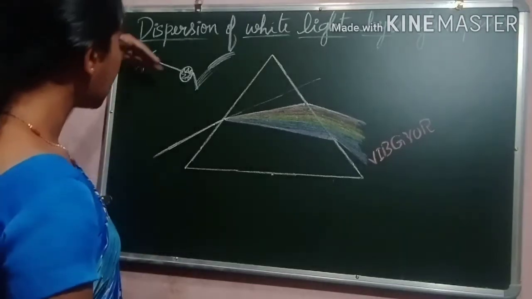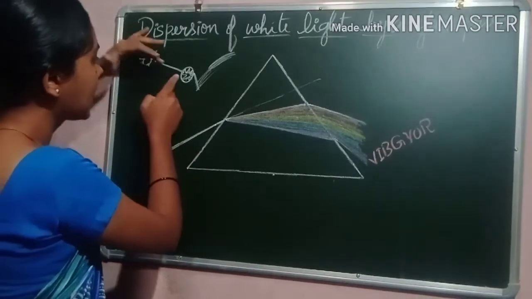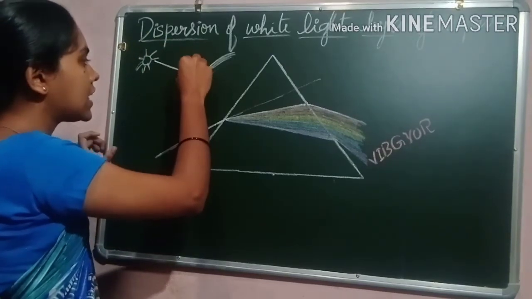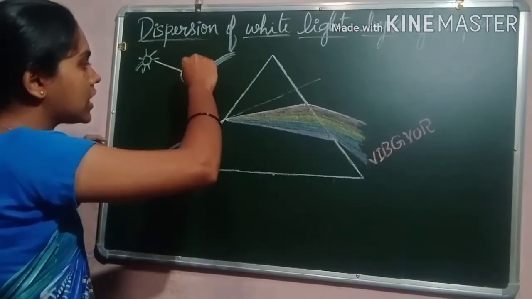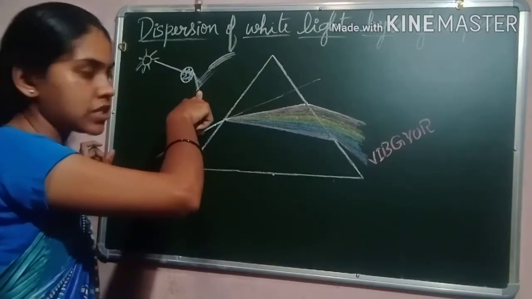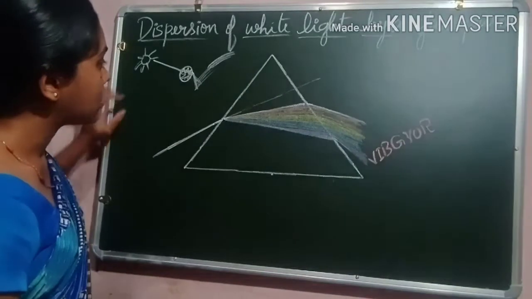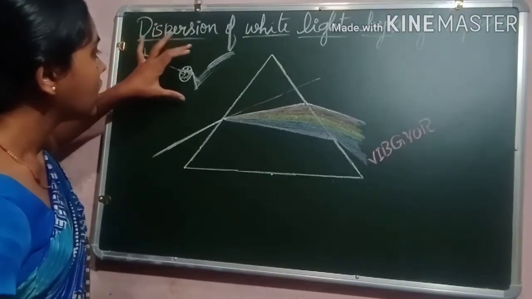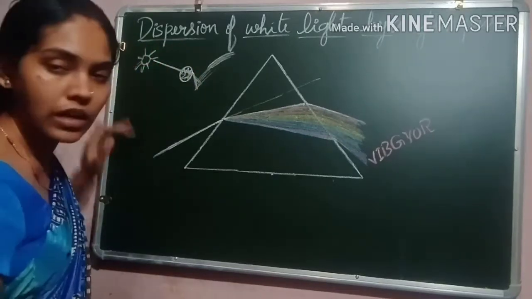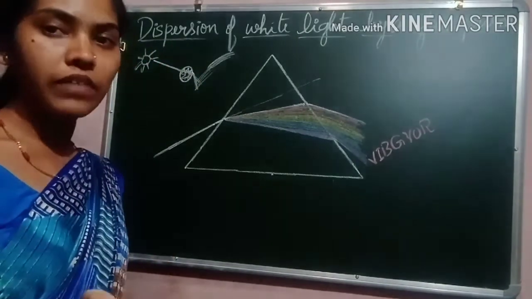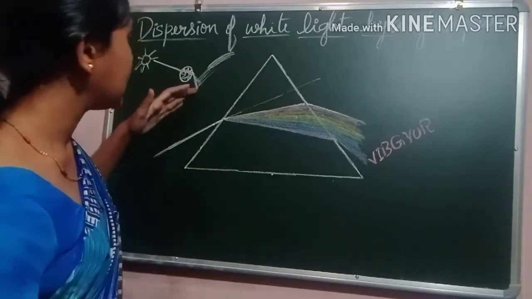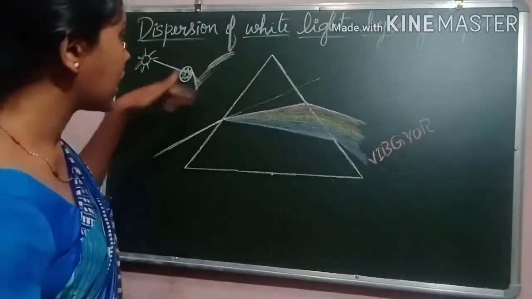So when the white light passes through this water droplet, it gets internally reflected and emerges out as a result of dispersion. So the rainbow is formed due to the dispersion and internal reflection phenomenon. So we can obtain the 7 colors in the rainbow.